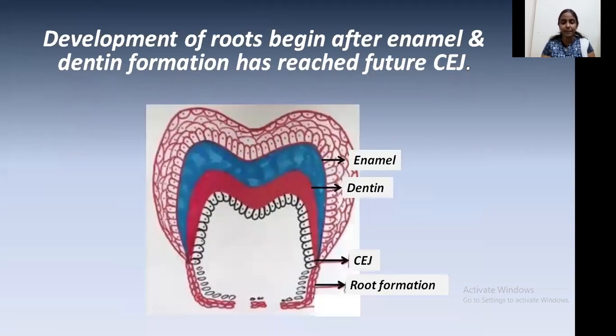If you can see in the previous diagram, when enamel and dentin reach the future CEJ, root formation starts. And when root formation starts, the inner enamel epithelial cells bend in a horizontal plane at almost right angle to the root forming structure to form something called the epithelial diaphragm.